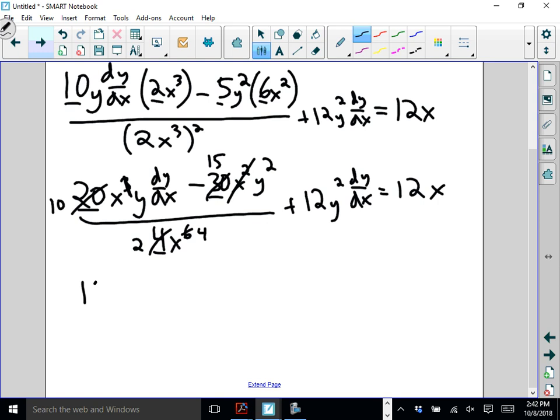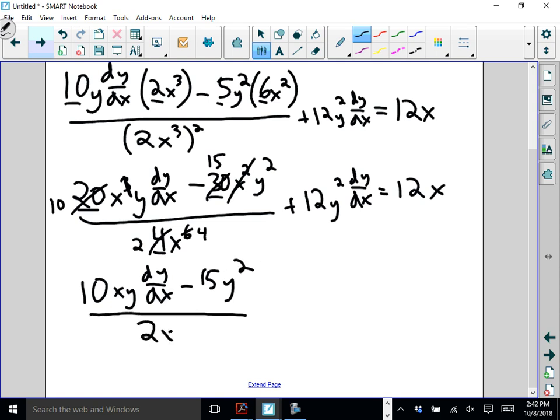When rewriting this thing, I get 10xy dy dx minus 15y squared over 2x to the 4th. I like to do that step there because then the rest of the numbers are easier to work with, and I don't have to do as much simplifying at the very end. Do that very carefully to make sure everything gets recorded correctly on your simplification.